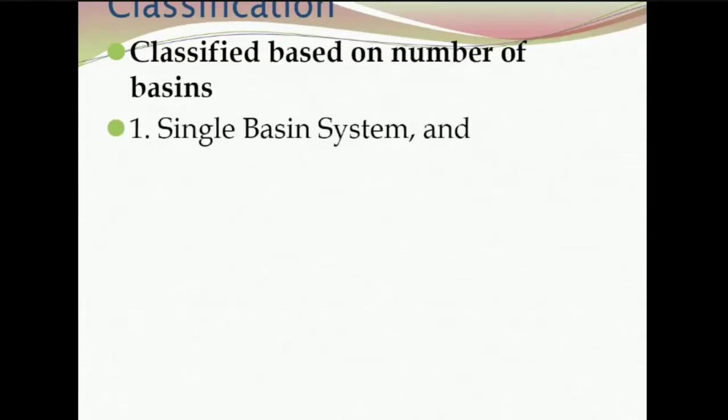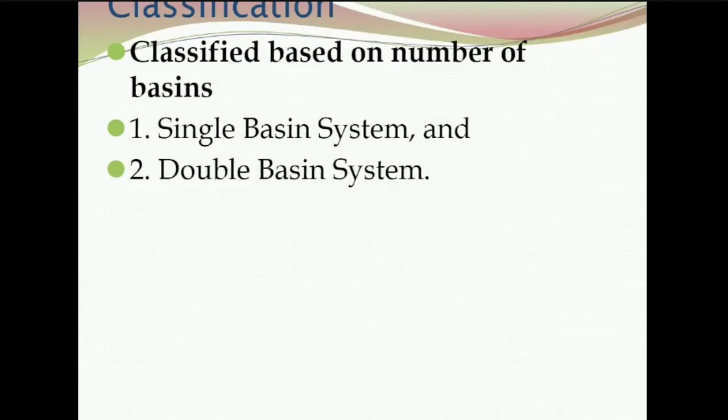So the tidal power plants are classified based on the number of basins used. First one is the single basin system. We know that basin is the reservoir where the water is being stored during flood tide. So single basin system and double basin system. As the name implies, single basin system consists of one basin only. Double basin system consists of two reservoir systems.